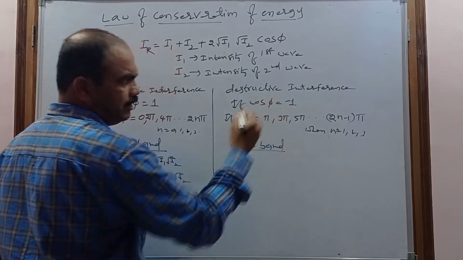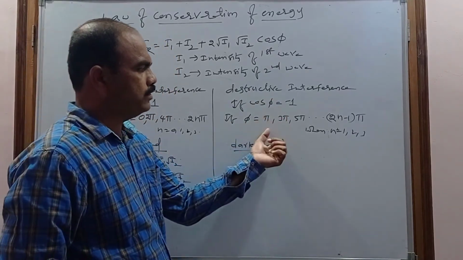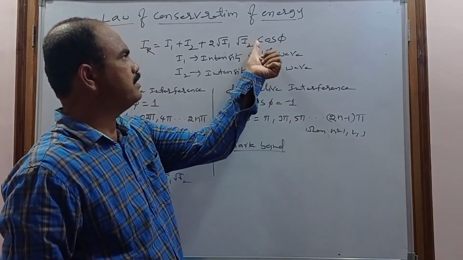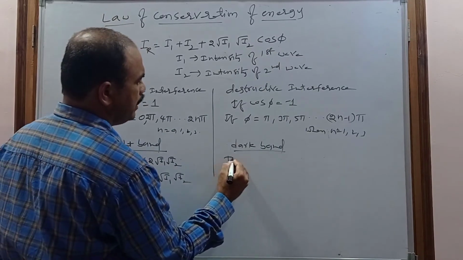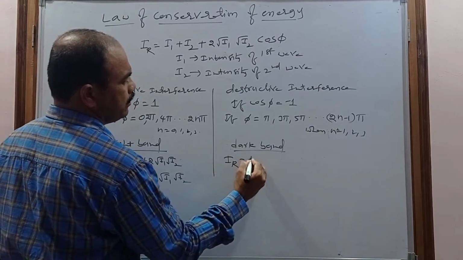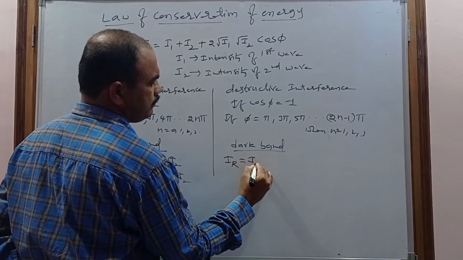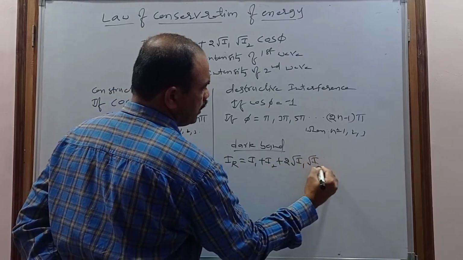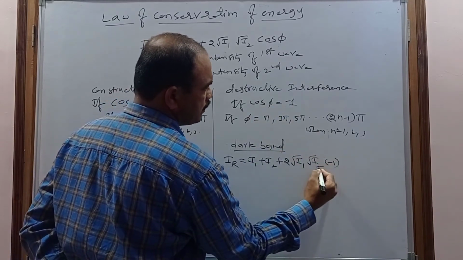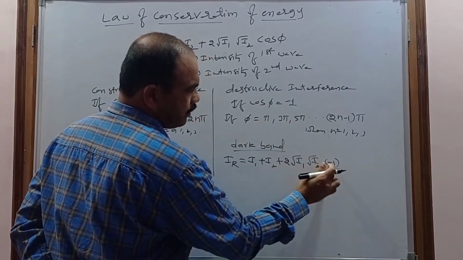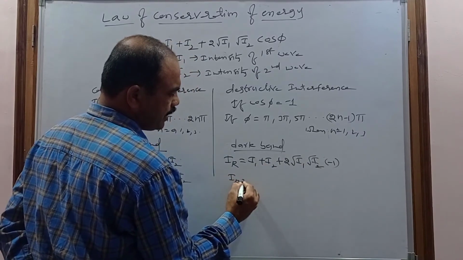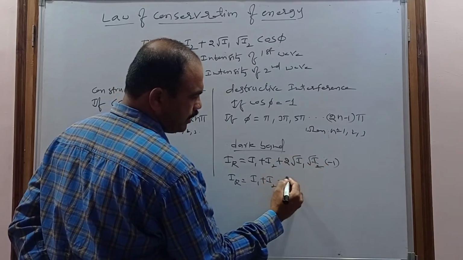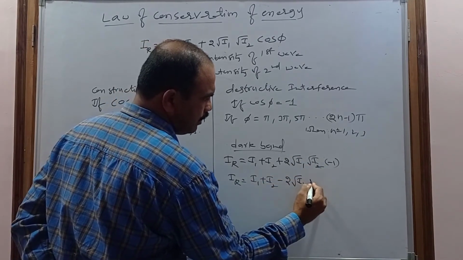So when the waves are superimposed with this phase difference, cos φ becomes -1. When cos φ becomes -1 and I substitute it here, what do you get? The resultant intensity I_r equals I1 plus I2 plus 2 root I1 root I2 cos φ, which is nothing but -1. So plus into minus, that's why the resultant intensity I_r equals I1 plus I2 minus 2 root I1 root I2.